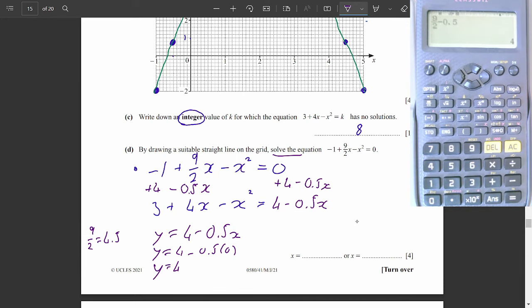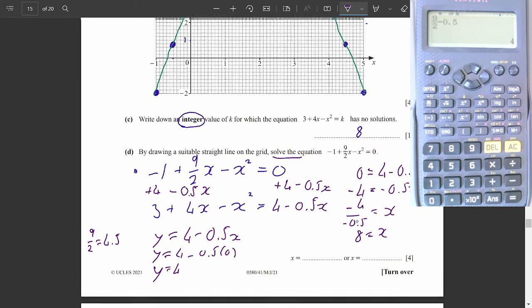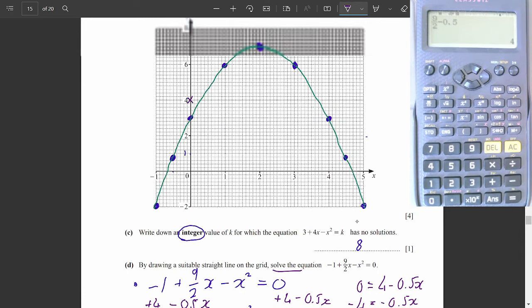If we make y 0, we get 0 equals 4 minus a half x. Move the 4 across, divide by a negative half. Yep, that didn't work. That gives us x equals 8, which does not fit on our graph. So we need to find another way.